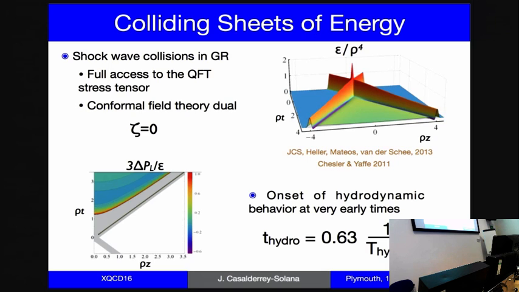And you can start to see that very early on after the collision, this number becomes small, and if you wait till a time that is of order 1/0.63 over the temperature, the deviations of this object are less than 10%. So this means that in this system, the onset of hydrodynamic behavior occurs extremely fast, of the order of a fraction of the microscopic scale, which is the temperature.